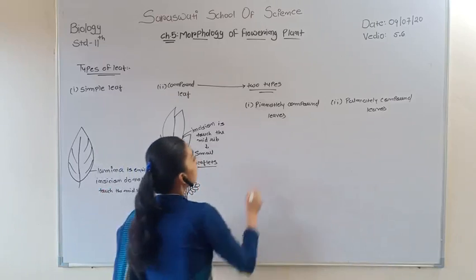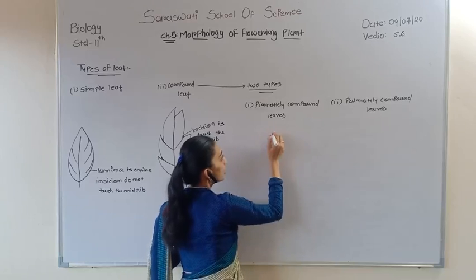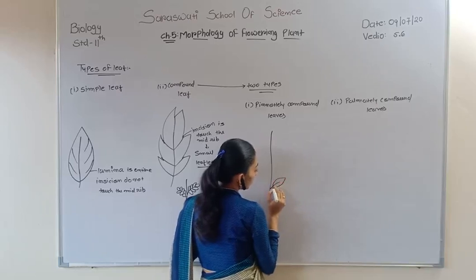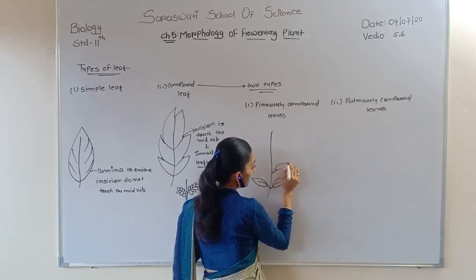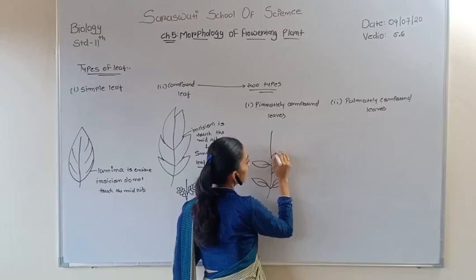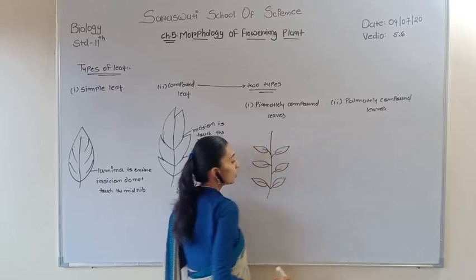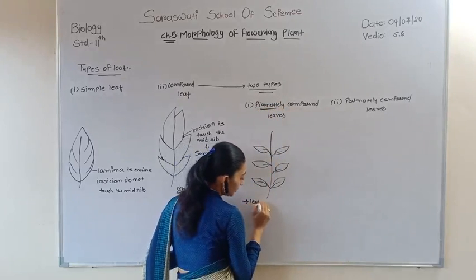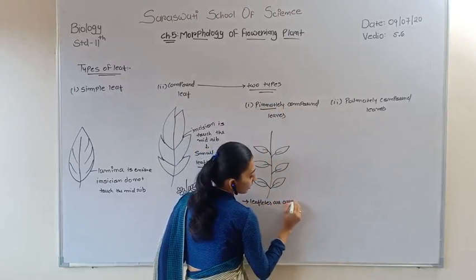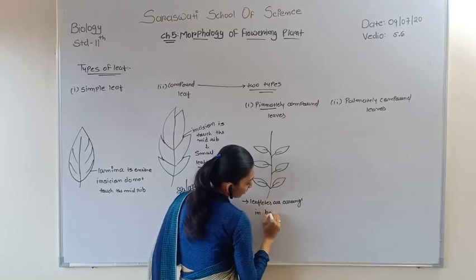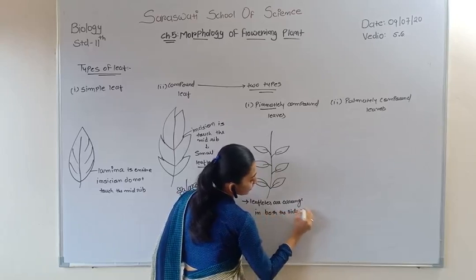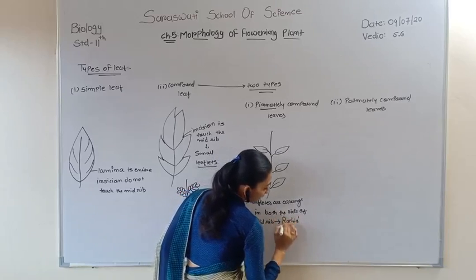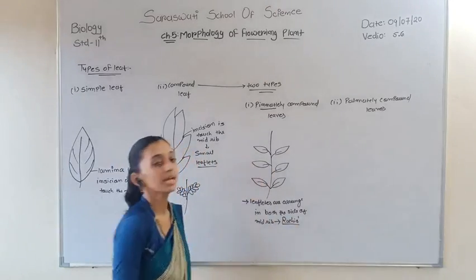A number of leaflets are present. In the pinnate leaf, you can look at the neem leaf. In the neem leaf, on both sides of the midrib, leaflets arise. The leaflets are arranged on both sides of the midrib, and this midrib is known as the rachis. So this type of leaf is known as pinnately compound leaf.